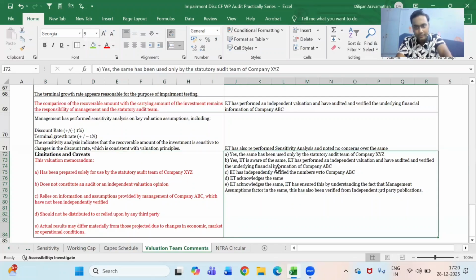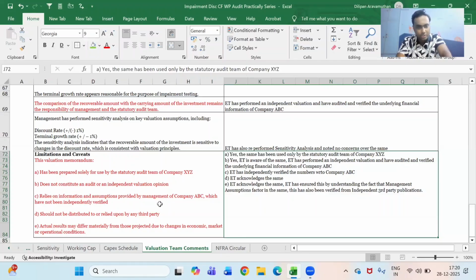Engagement team has performed an independent valuation and have audited and verified the underlying financial information of company ABC. Yes, we have done that. Next, relies on information and assumptions provided by the management of company ABC, which has not been independently verified. ET has independently verified the numbers with respect to company ABC, because we would go back and check the financial statements of company ABC for the accuracy of the numbers. We would also discuss with the management of company ABC on the numbers taken in the projections, right? That is what they are referring to.